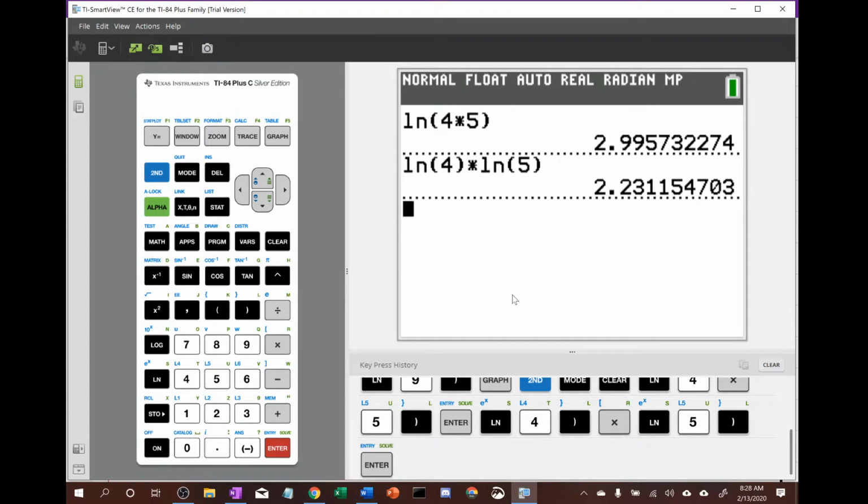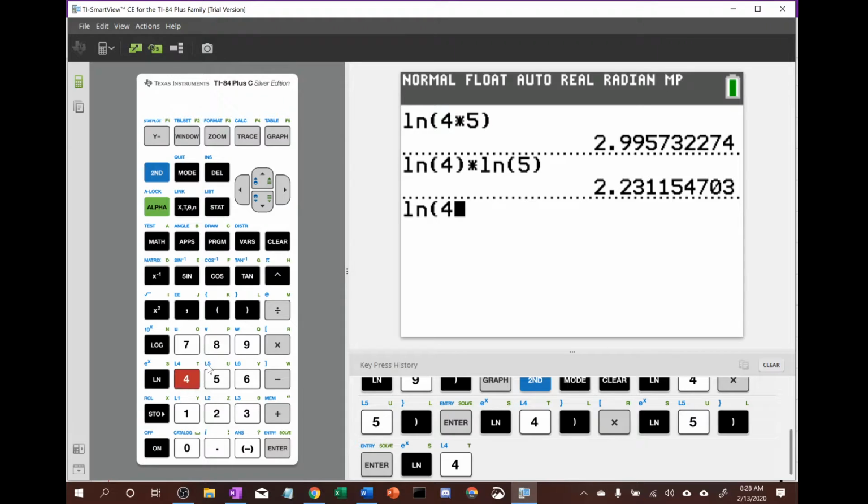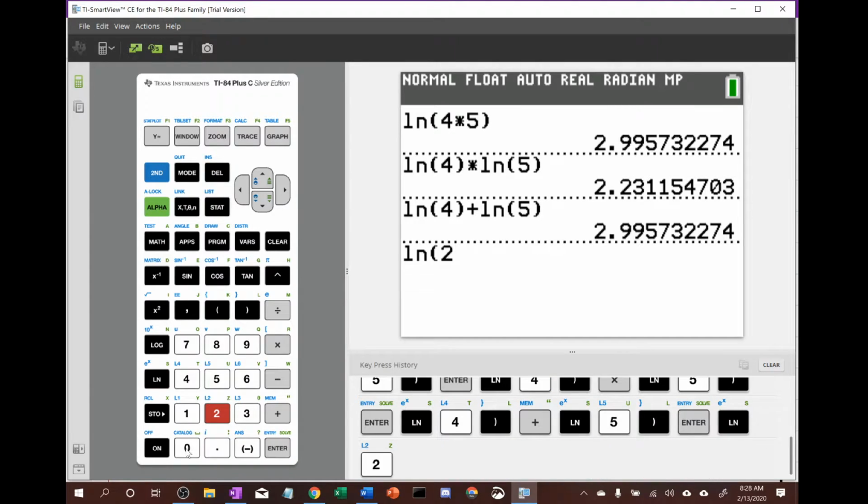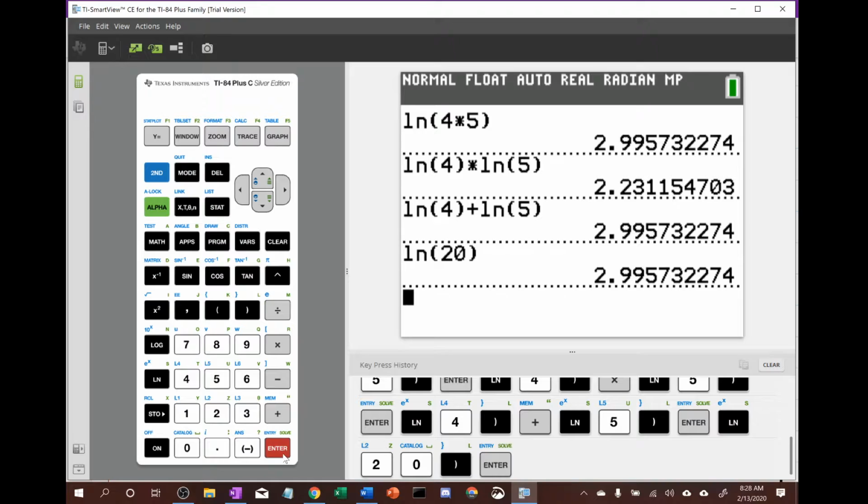So the thing you have to put in the middle is a plus sign. So let's try ln of 4 plus ln of 5. And let's see if that's the same as the ln of 4 times 5. Then go ahead and hit ln 20 just to verify that that works. Yepers. So it's all 2.99.